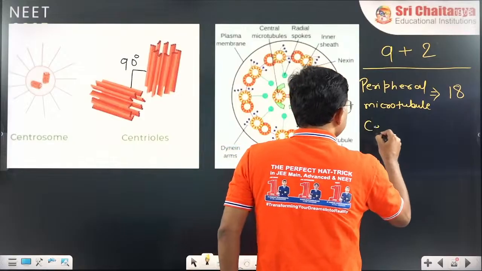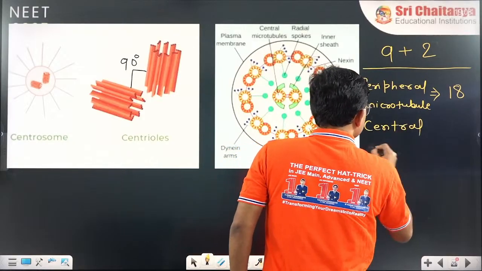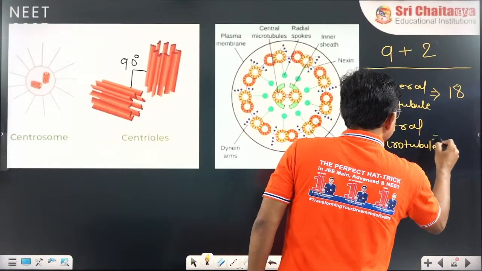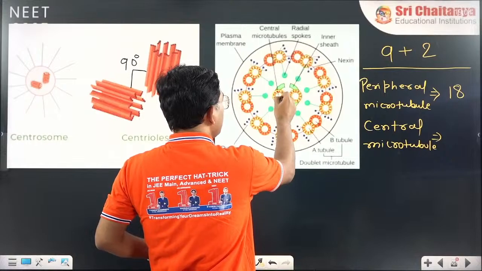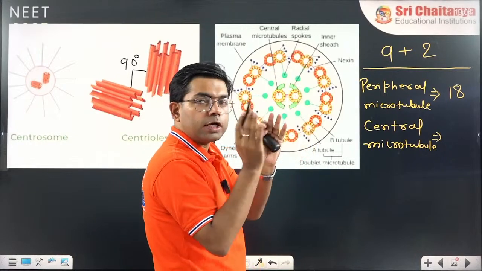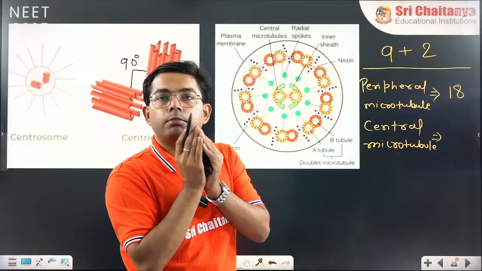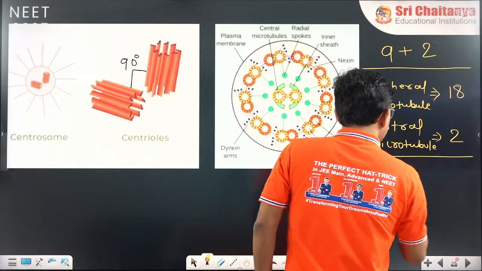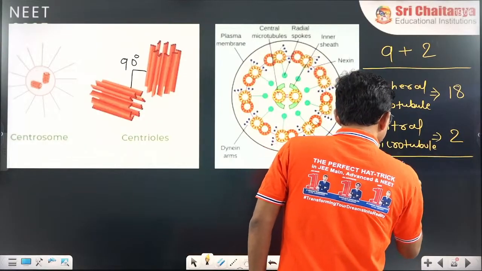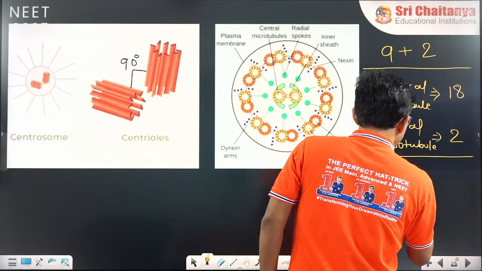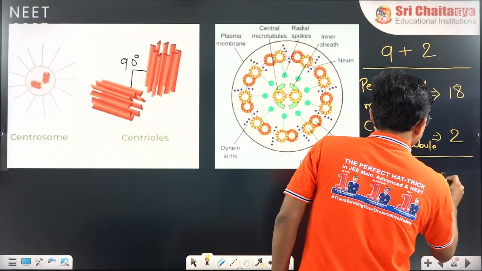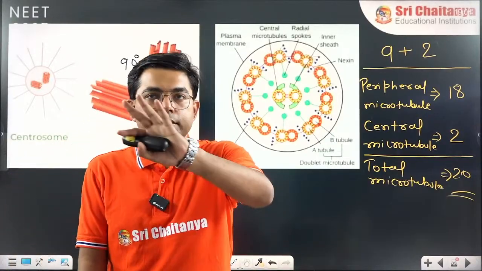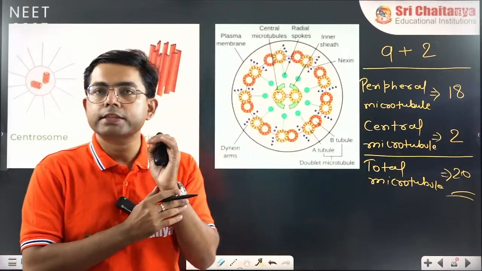Then comes the central microtubule. So central microtubule, there is 2. You can see here 1, 2. But they both are not attached to each other, so we don't call them a doublet. They are singlets. So 2. So if I ask you the total microtubule, you will say the total microtubule is 20. I think this part till here we have also discussed in the last class.